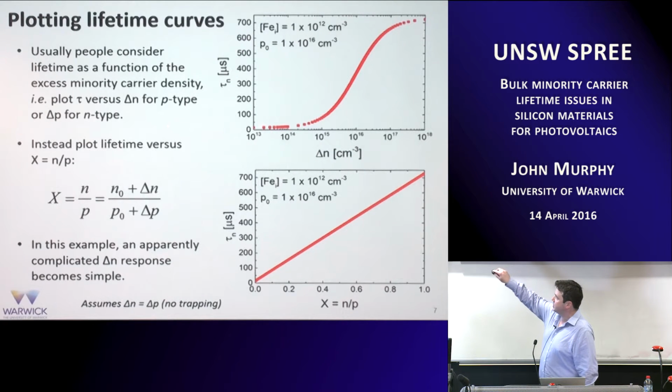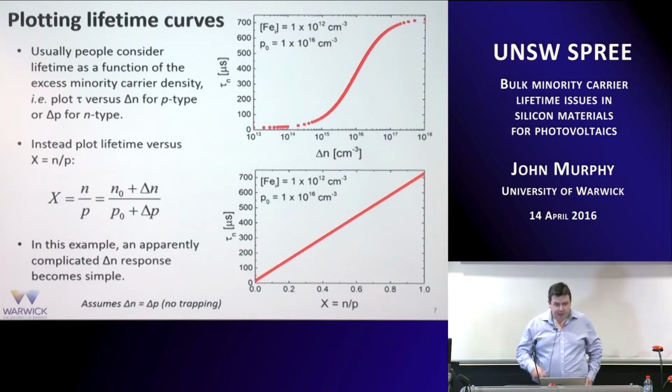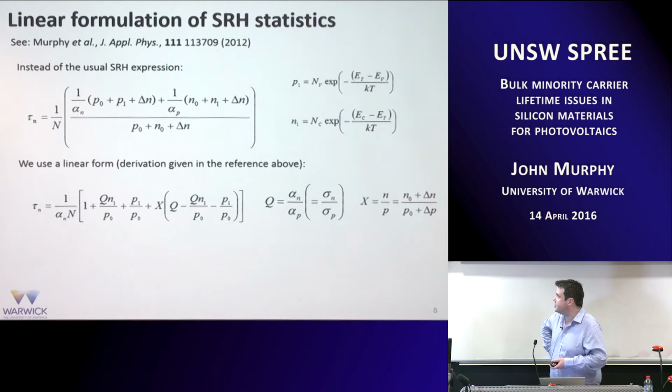This is a single defect in the material, which produces a curve on the delta n plot, but a line in the n over p trace. And this approach is what we've used quite a lot in analysing recombination in bulk silicon materials. Now, the details of this are probably a bit dry, and I can better refer you to the paper on this, which is up here.